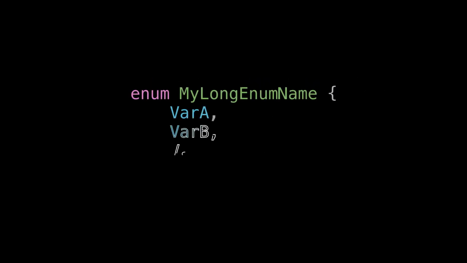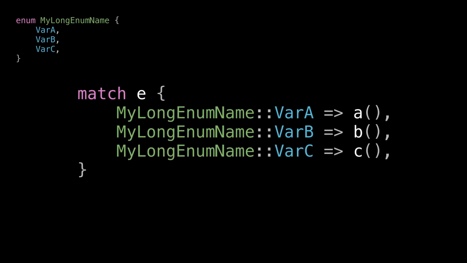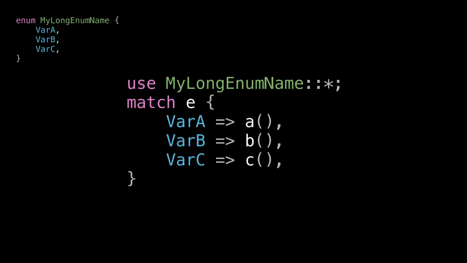Number two, sometimes you have a type name that's long. Sometimes it's an enum. Many times you want to match on all the variants in that enum, but it's pretty annoying to have to write out the type name in every arm. It might be tempting in this situation to just use all the variant names using a wildcard right above the match so you can use them unqualified.